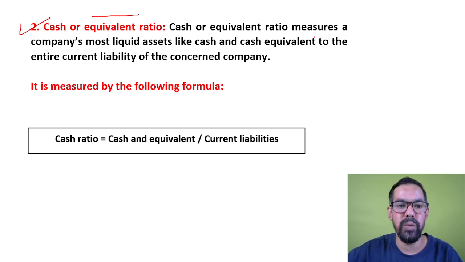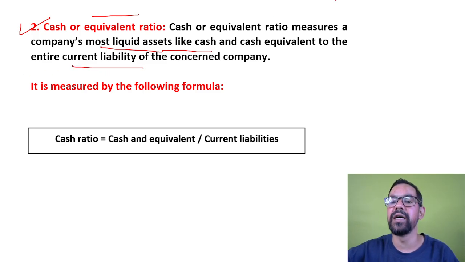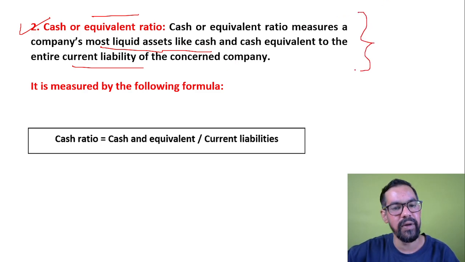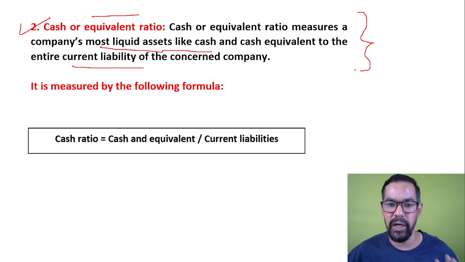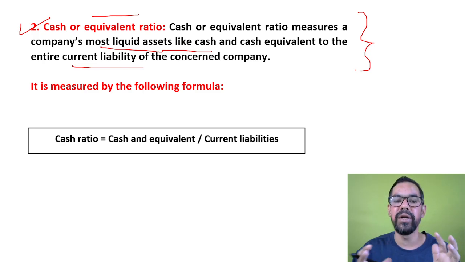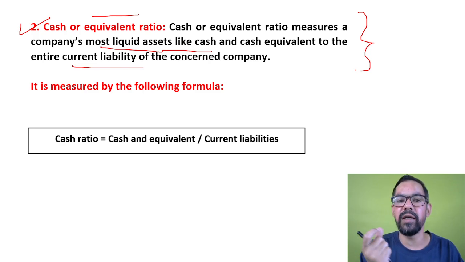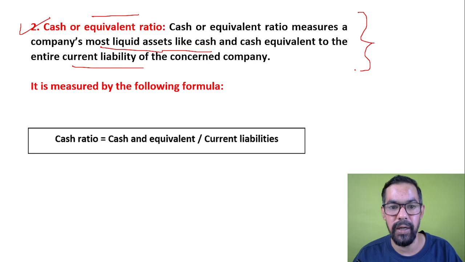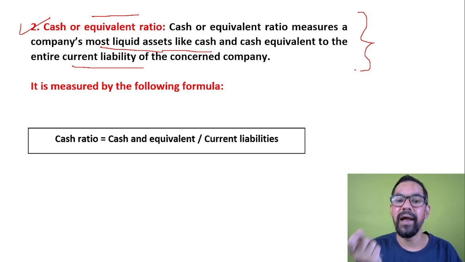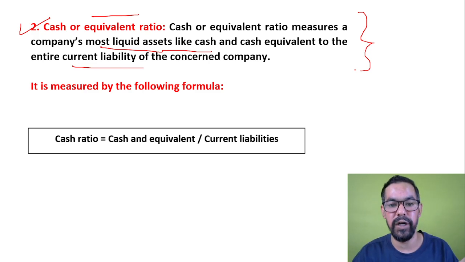The cash or equivalent ratio measures a company's most liquid assets, like cash and equivalents, against the entire current liabilities of the company. Now you know current liabilities. In the previous ratio, we calculated current assets divided by current liabilities. Now this is cash or equivalent, the most liquid asset of the company. Liquid means cash and equivalents, which can be easily converted into cash.